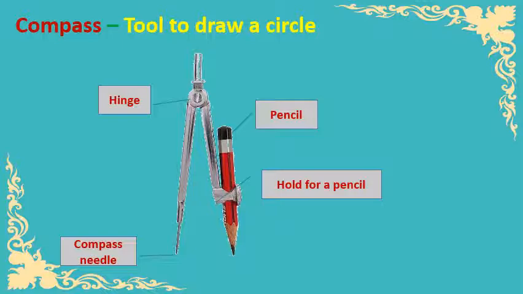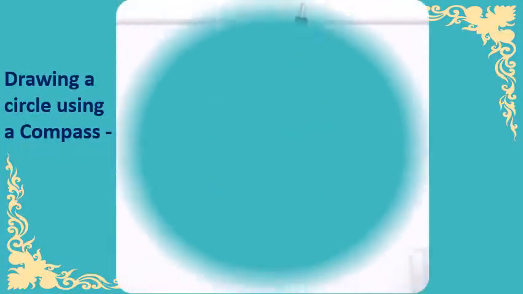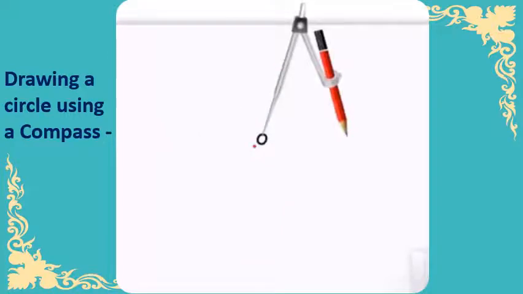Now we will see how to draw a circle with the help of the compass. See here, students, first we have to mark a point that will be the center of the circle, and whatever length of the radius we need, we have to measure with the help of the scale. We have to adjust it with the help of the hinge of the compass. Then we have to keep the steel needle point on the center point, the point that you marked.